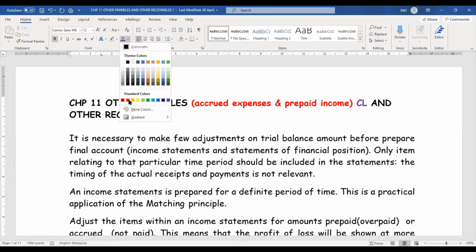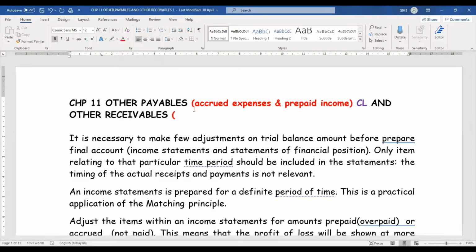And next one is other receivable. What is other receivable? Prepaid expenses and accrued income. Accrued income, it's your other receivable. Okay, what is prepaid expenses? The expenses that we pay in advance. The expenses that we pay in advance for next month, and expenses we paid in during this month.